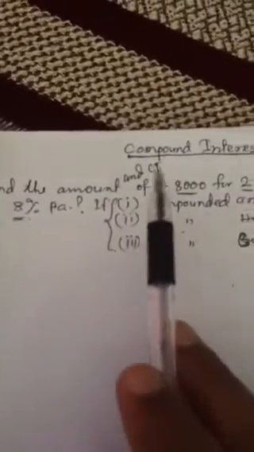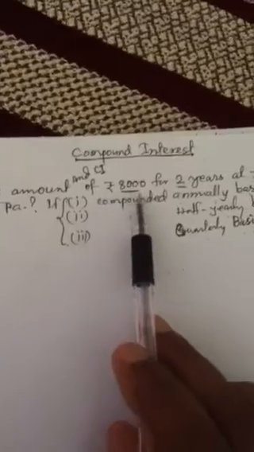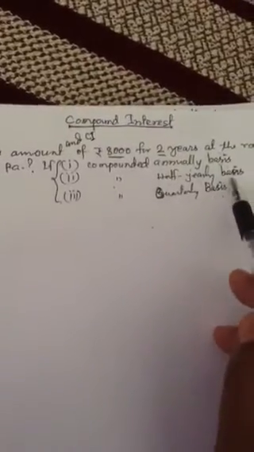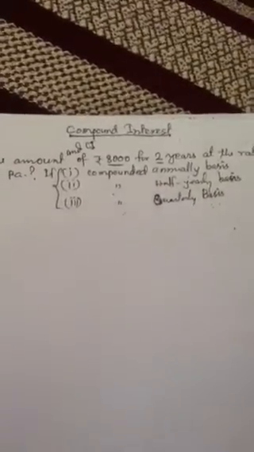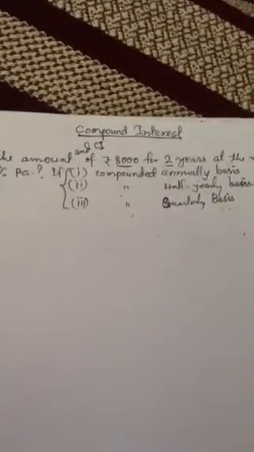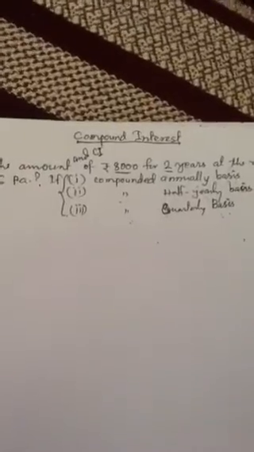Find the amount and compound interest of rupees 8,000 for 2 years at the rate of 8% per annum, if compounded annually, if compounded half yearly, if compounded quarterly. In all the bases, like you know that compound interest is calculated on 3 bases: compounded annually, compounded half yearly, compounded quarterly.